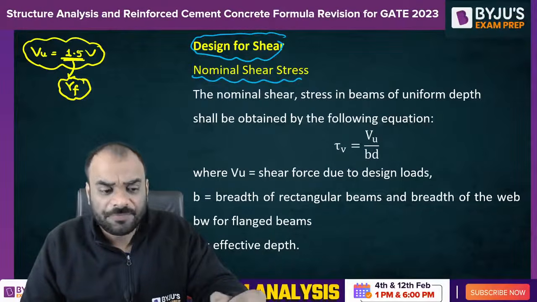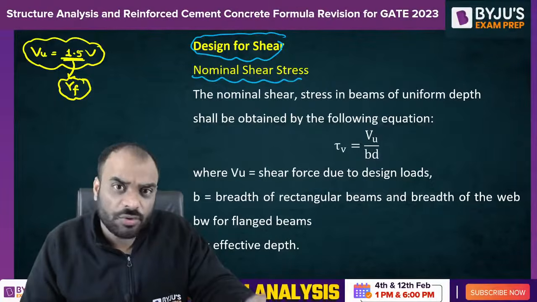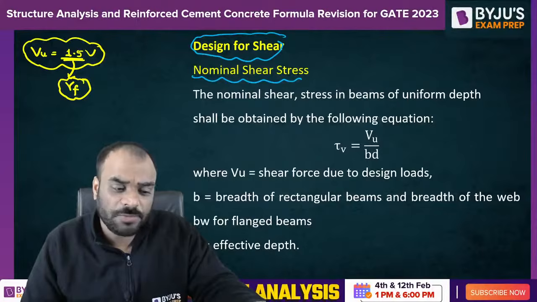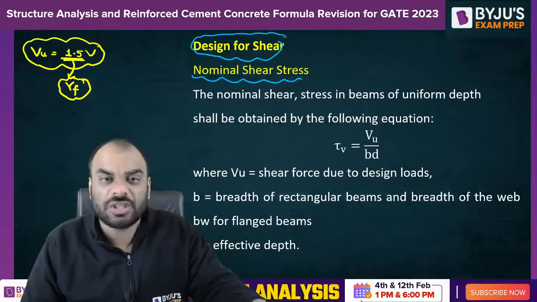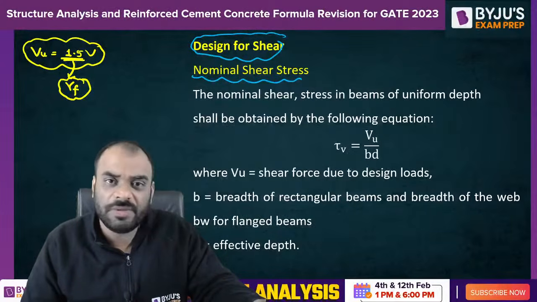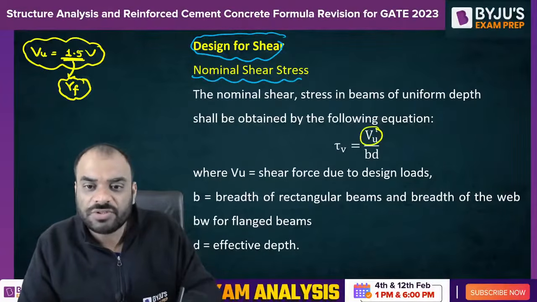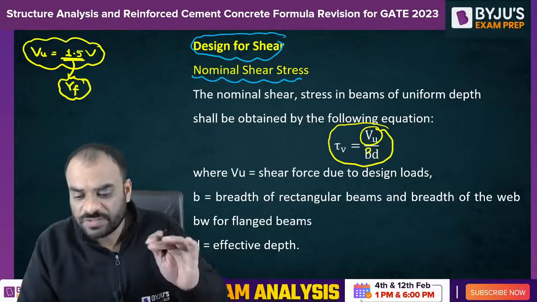If you have a live load plus dead load combination, then the factor will be 1.5. If you have dead load plus live load plus wind load or earthquake load, then the coefficient will be 1.2. Okay, so in this way you can calculate the design shear force. Design shear force divided by b into small d. In this way you can calculate the nominal shear stress.